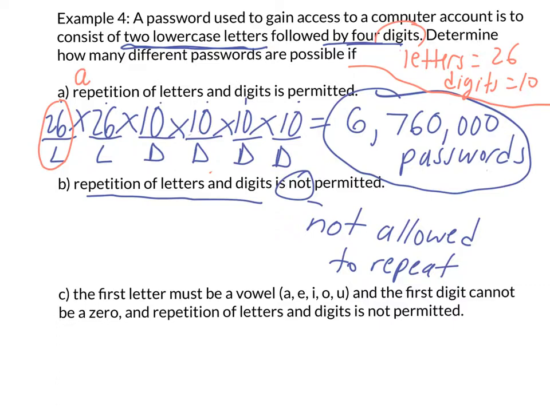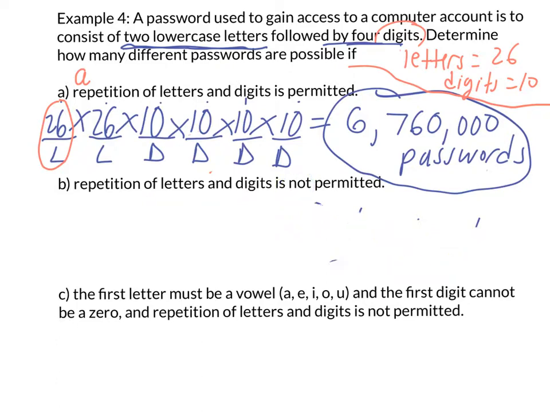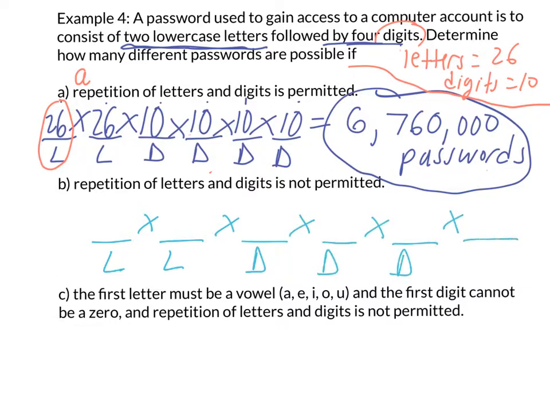So keeping that in mind, I'm still going to start this problem the same way as I did part A. I'm going to draw underlines. I'm going to be multiplying because it's still how many. And we still have 2 lowercase letters followed by 4 digits in this particular example. There we go.